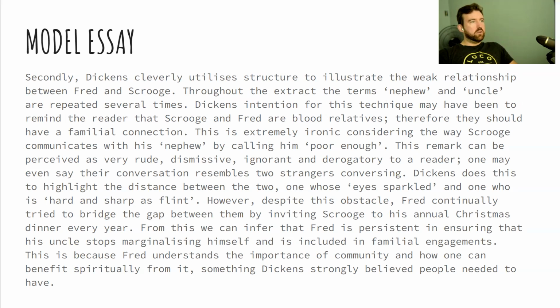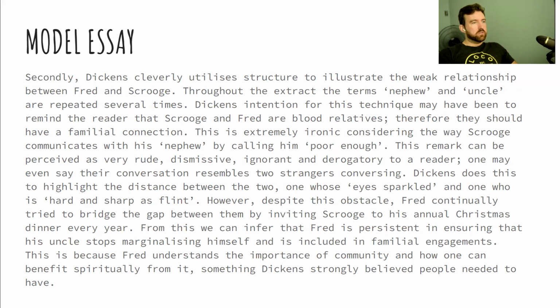This is extremely ironic, considering the way Scrooge communicates with his nephew by calling him poor enough. This remark can be perceived as very rude, dismissive, ignorant, and derogatory to a reader. One may even say their conversation resembles two strangers conversing. Dickens does this to highlight the distance between the two, one whose eyes sparkled and one who is hard and sharp as flint. So we've got some nice juxtaposition there.